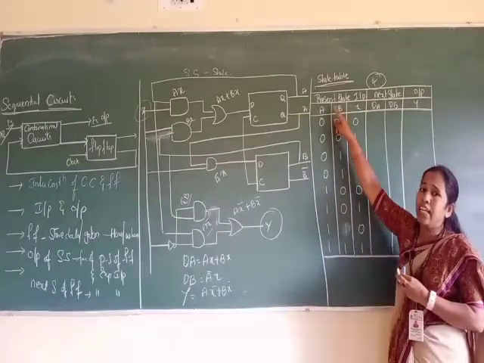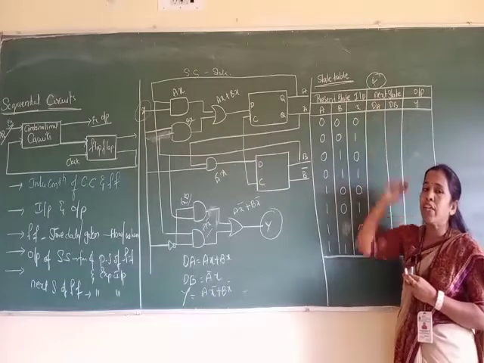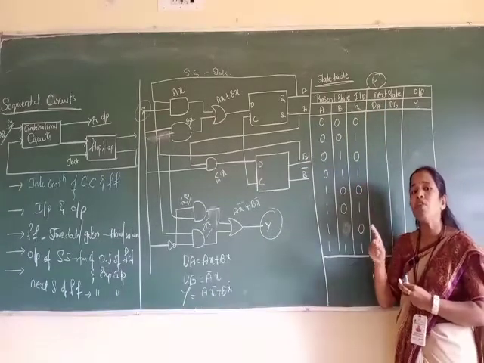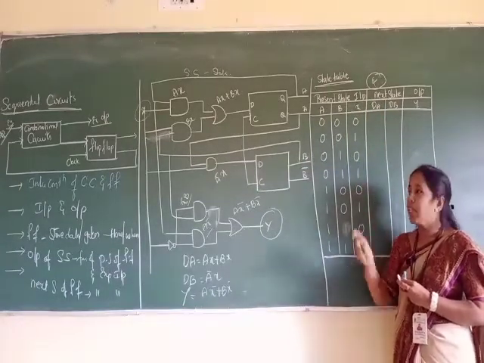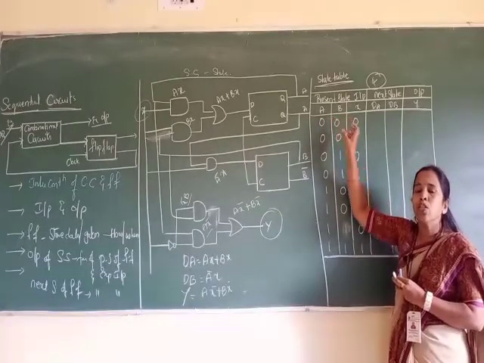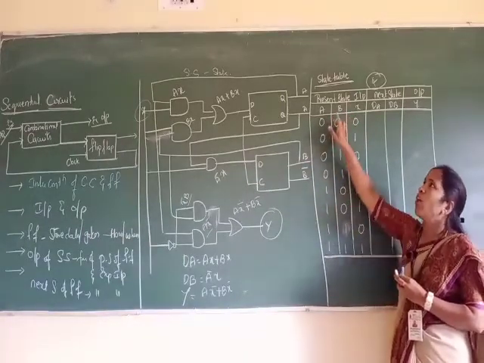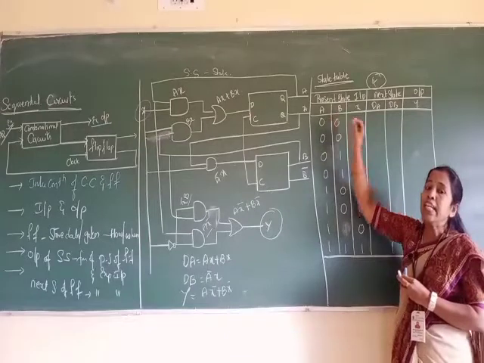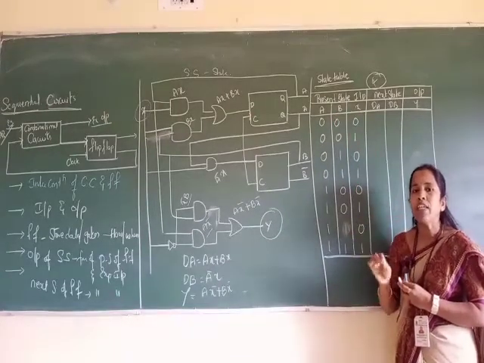So for the present state I told you Q of T. Q of T is nothing but the output of the flip-flop at the given time. That is the present state. So the present state is nothing but the state of the flip-flop at the given time.